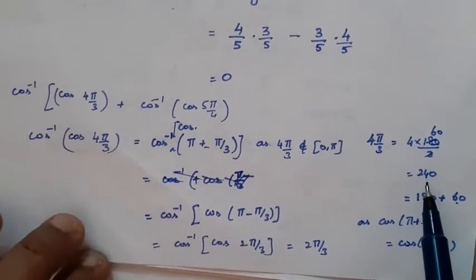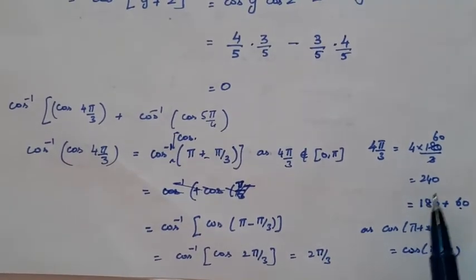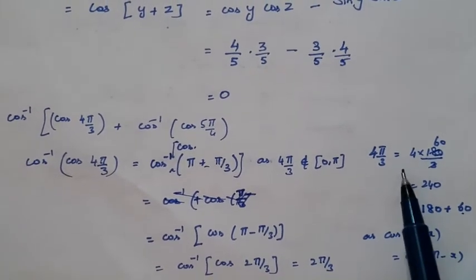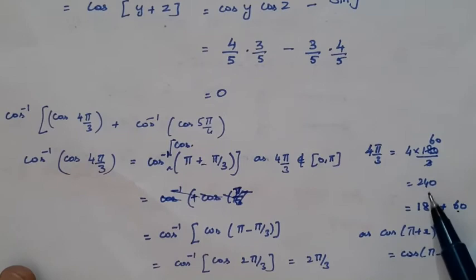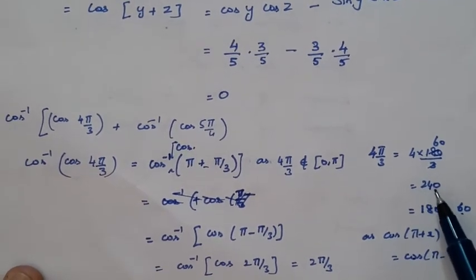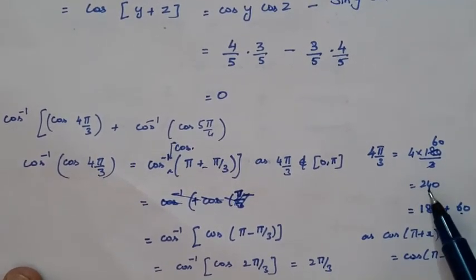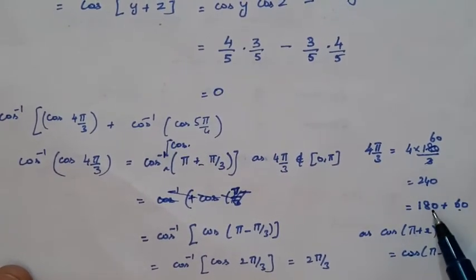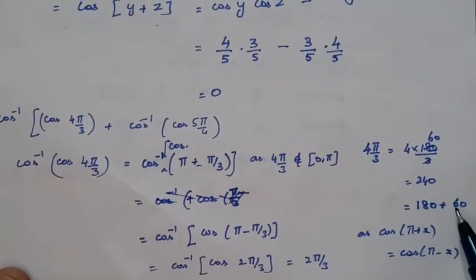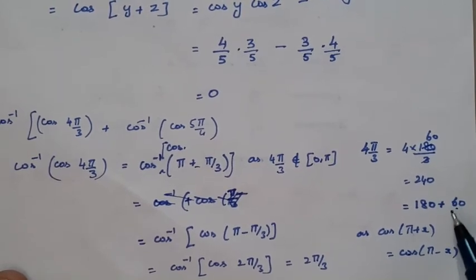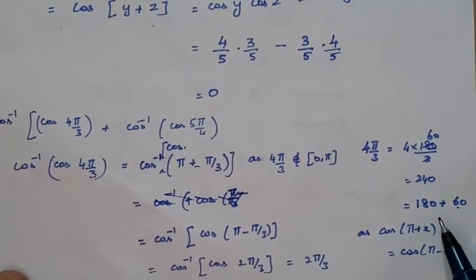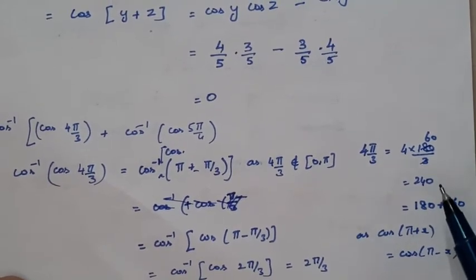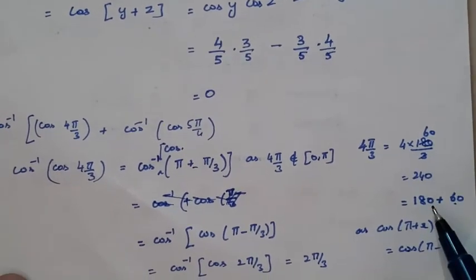So 240 is an angle which lies in the third quadrant, but you have to choose the angle which lies in the first quadrant as well as in the second quadrant. So let us rewrite this as an angle in the second quadrant so that the cosine value would be the same. So 240 can be split up as 180 plus 60, that is pi plus 60. 60 is pi by 3, so pi plus pi by 3. Now this is an angle in the third quadrant.